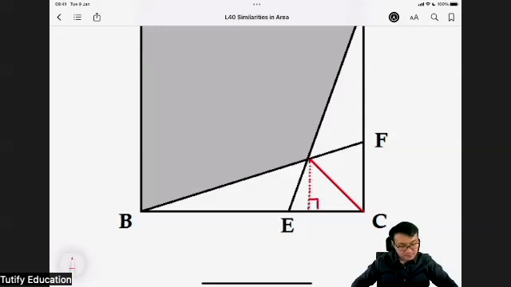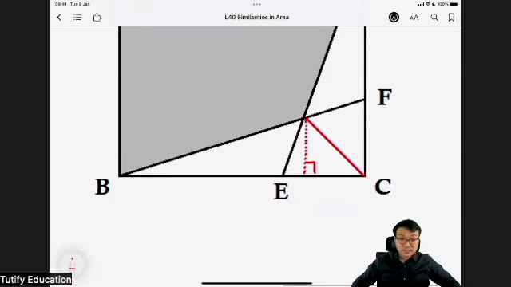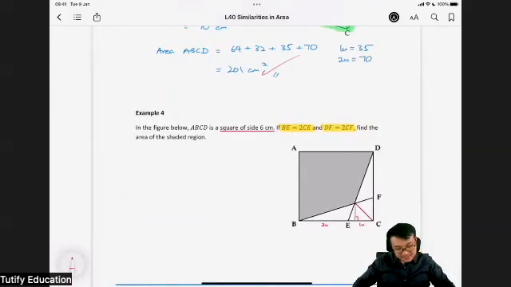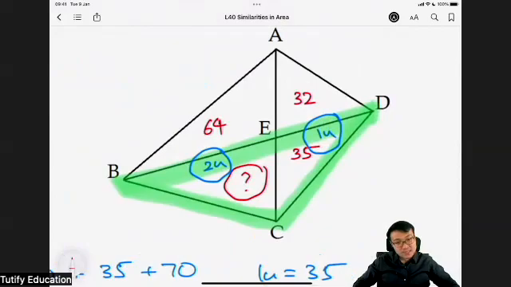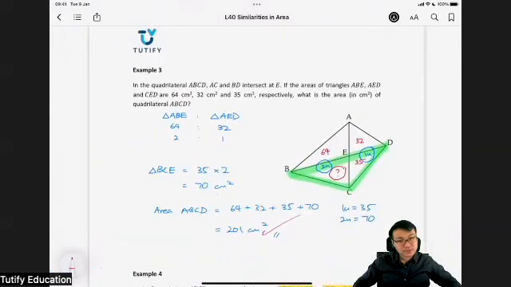90 degrees height. If the height is the same, that means the ratio of the area is the same as the ratio of the base. Correct, students? We just did this, right? The ratio of the base is the same as the ratio of the area.